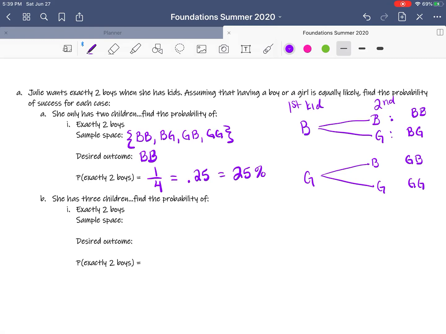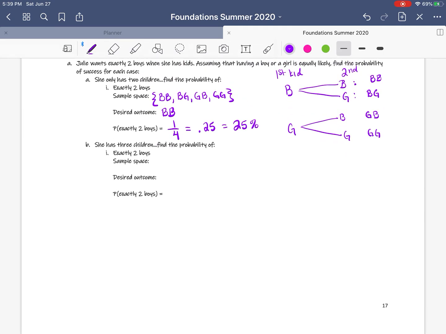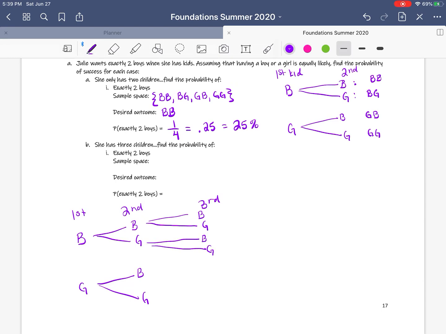Now let's say she has 3 children and she still wants exactly 2 boys. Let's draw a tree diagram for that. For her first kid, she could have a boy or a girl. For her second kid, she could have a boy or a girl, a boy or a girl. And then for the third kid, she could have a boy, girl, boy, girl, boy, girl, boy, girl. It gets a little tedious, but all of these represent an outcome. I think these are colons, not semicolons. I can never remember.